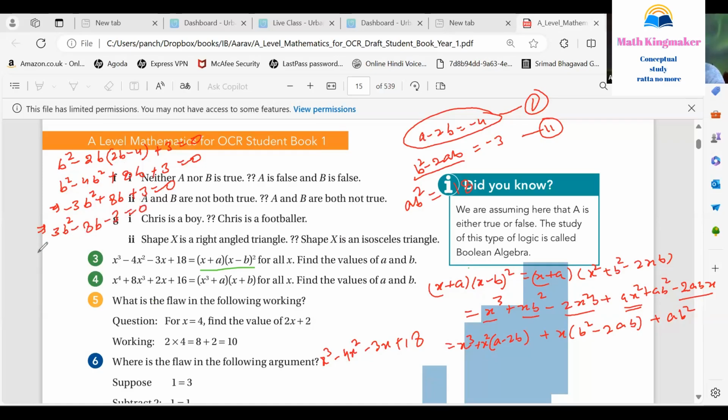It is 3 and 3, 9 and 1. So 3b square minus 9b plus b minus 3 equal to 0. 3b is common, so b minus 3 and 3b plus 1 are the factors. So b has two values: b equal to 3 and b equal to minus 1 by 3.